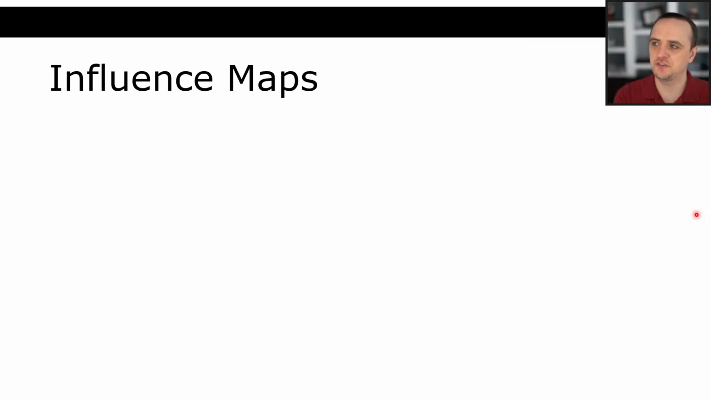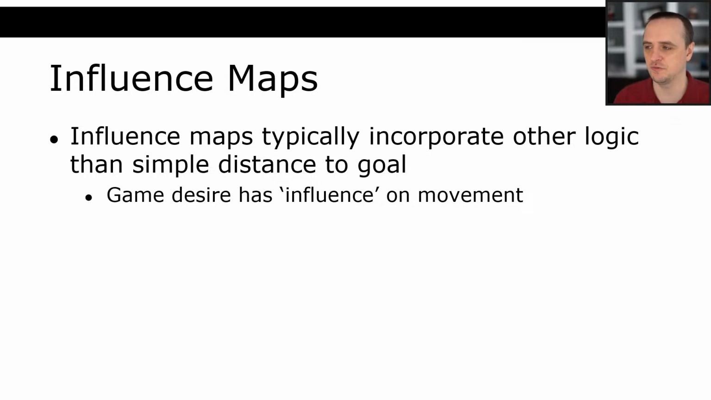We can take vector fields, however, and go one step beyond into something called influence maps. We are not doing influence maps for the assignment, but I just wanted to talk about them. So influence maps, typically, they're going to take a vector field, and they're going to incorporate some other logic than simple distance to a goal. And so your game may desire to have some sort of influence on the movement. And we can use influence maps for that. And I'll go into a couple of examples in a second.